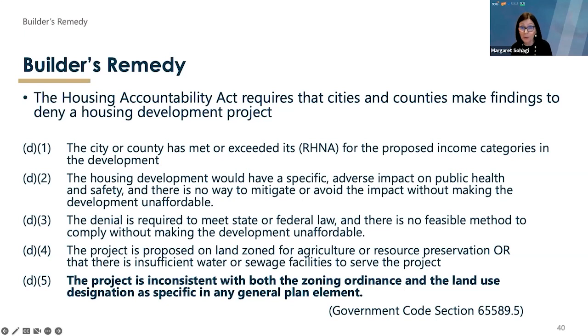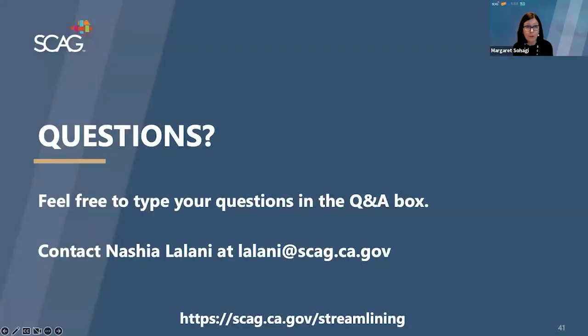If you've met or exceeded your RHNA numbers for that income group, or there's a specific adverse impact on public health and safety and there's no way to mitigate that impact. Or, for example, the denial is required to comply with state or federal law, or you're on land zoned for agriculture or resource preservation, or insufficient water, something that's still relevant. But builder's remedy, that's finding number 5. I just wanted to clarify that because people are using the term, and you can do a word search in the legislation, you're not going to find it. So with that, I think it's a whirlwind through these two important pieces of legislation. And Jean, I'll turn that back to you.